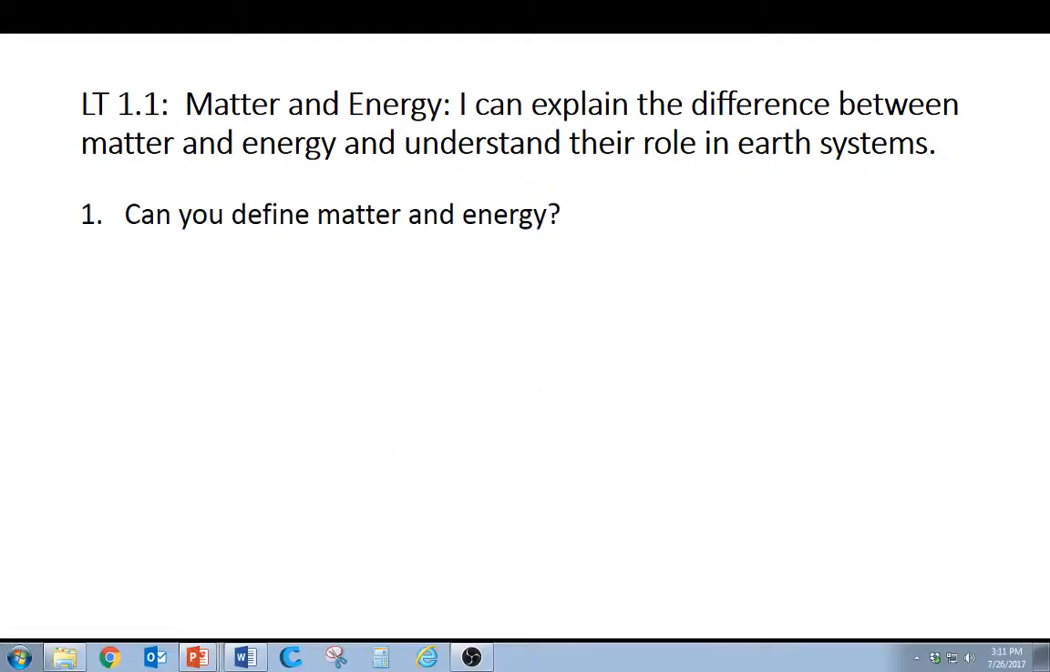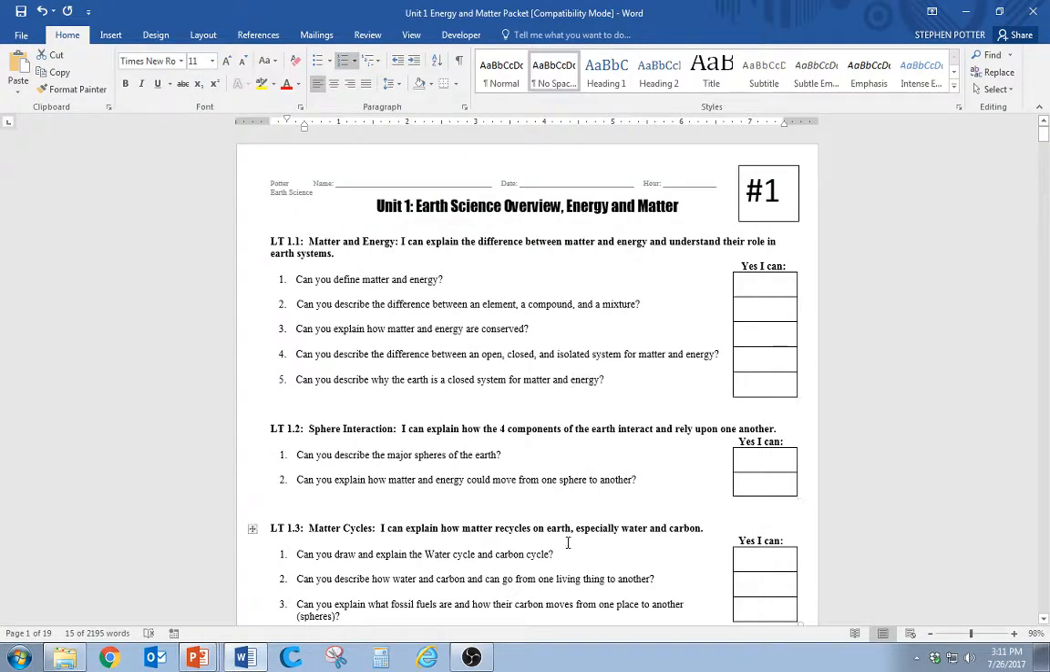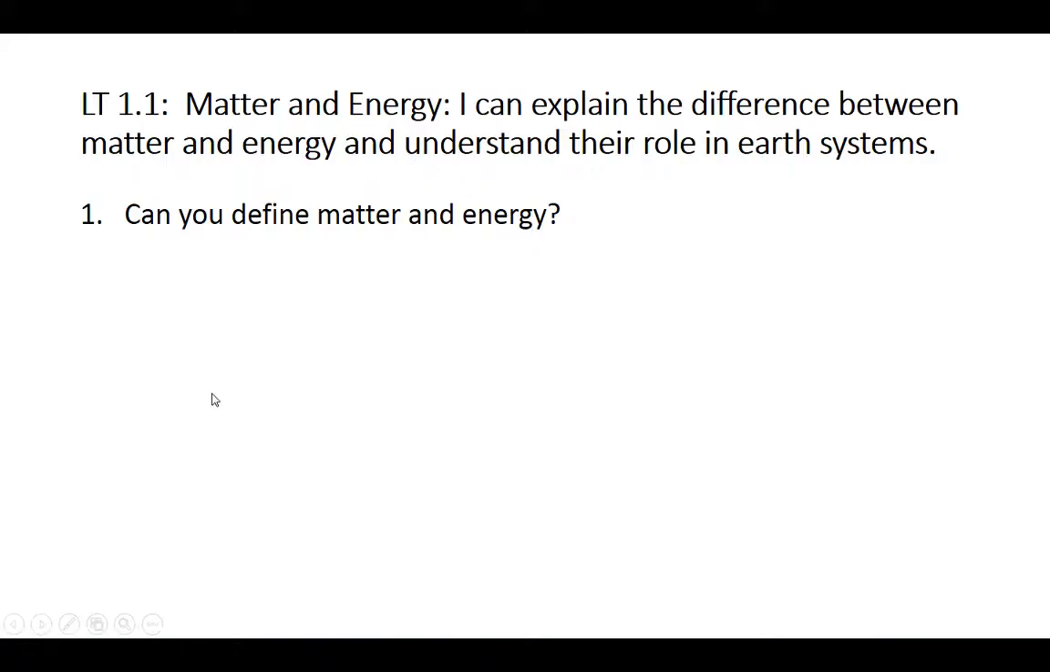On the front page of your packet, this is what the front page of your packet looks like. Here's the first learning target, and these are 5 questions that you should be able to answer or explain if you truly understand this first learning target. So we're going to go through each of these 5 questions today, and we'll do that for every learning target, but let's start with question 1.